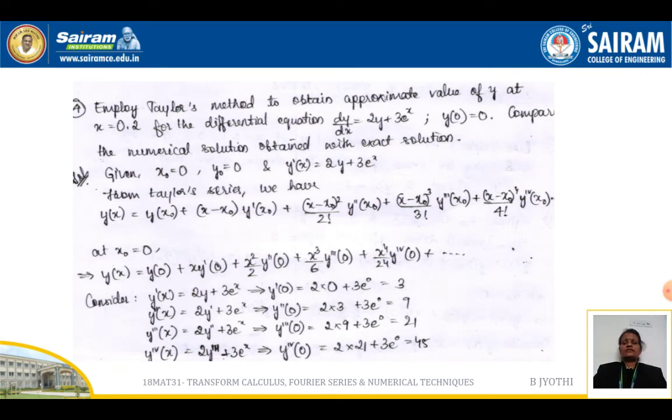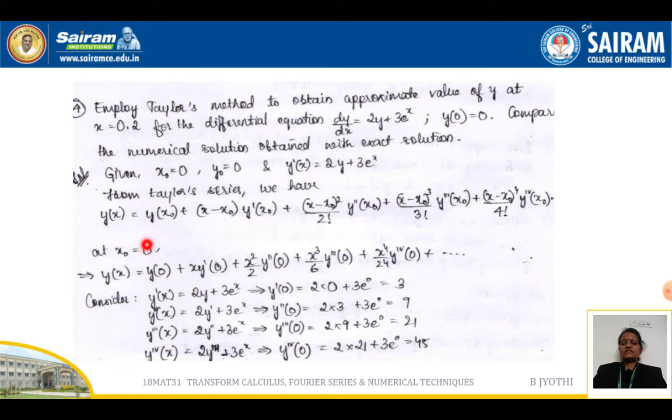Next, employ the Taylor series method to obtain the approximate value of y at x equals 0.2 for the differential equation dy by dx is equal to 2y plus 3e power x, and the initial condition is y of 0 is 0. Compare the numerical solution obtained with the exact solution. Given x naught is 0, y naught is also 0, and y dash, which is f of x, y, is equal to 2y plus 3e power x.